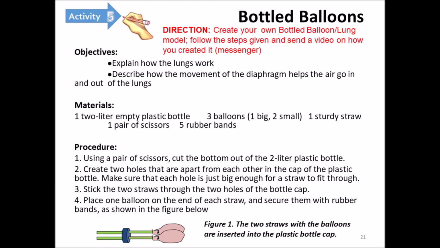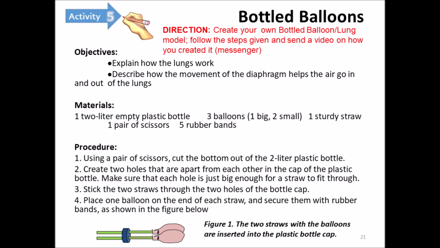Materials needed: 1 2-liter empty plastic bottle, 3 balloons, 1 big, then 2 smalls that are identical, 1 sturdy straw, a pair of scissors, and 5 rubber bands. Procedure: first, you are going to use a pair of scissors to cut the bottom out of the 2-liter plastic bottle. Second, create 2 holes that are apart from each other in the cap of the plastic bottle, and make sure that each hole is just big enough for a straw to fit through.